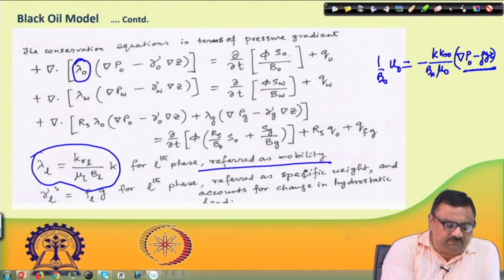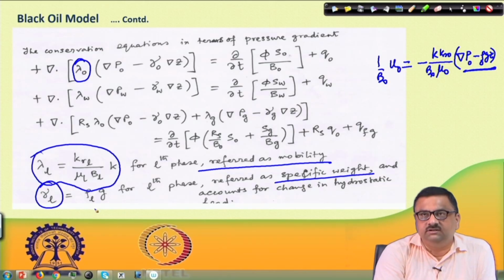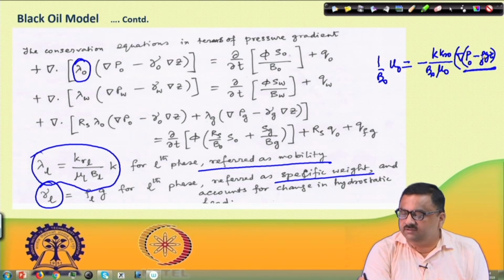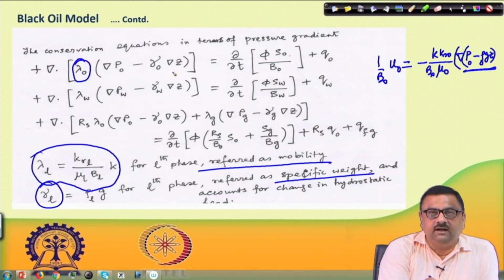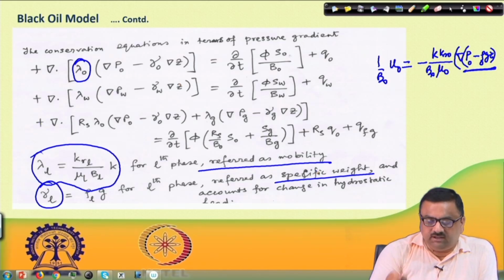And also this gamma is basically the specific weight. So, gamma is basically the rho g term. Okay. So, rho g z, so grad of rho g, grad of PO minus rho g z. So, that is why you are writing it as grad of PO minus gamma of oil grad of z, gamma of water grad of z. Okay. So, this is what the equation becomes.